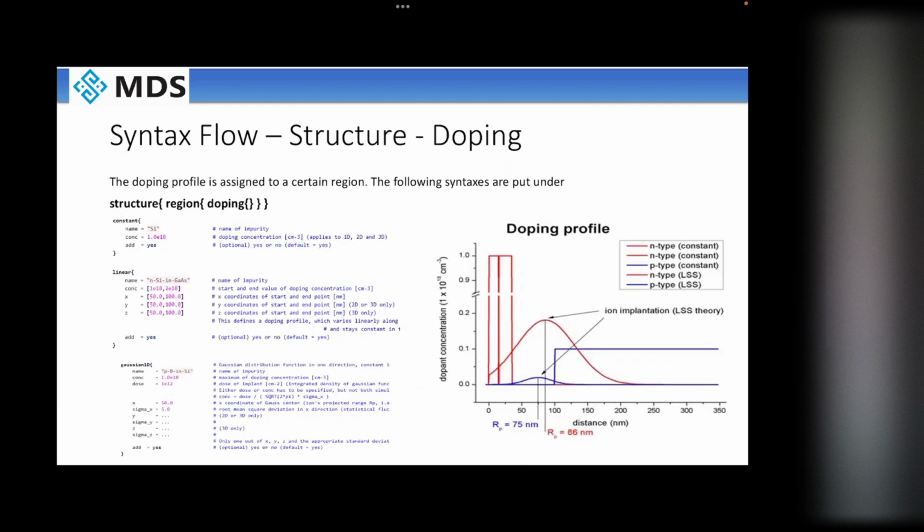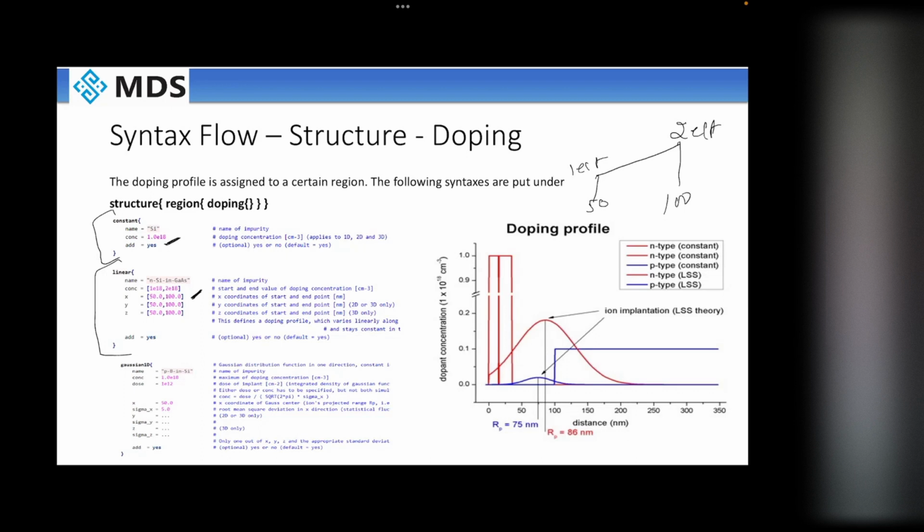Now coming to the doping. In the doping part, you can specify the constant doping. You can specify the linear variation in the doping, similar to what we discussed previously. Suppose it is increasing from 1E18 to 2E18, and this is my x-axis starting from 50 to 100. This way you can specify the statement for the linear variation. This is for the constant, where throughout the substrate you have specified a concentration of this much.